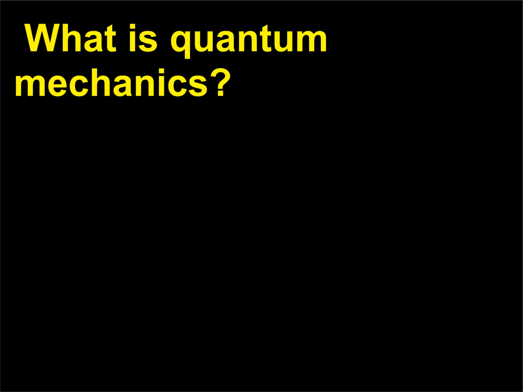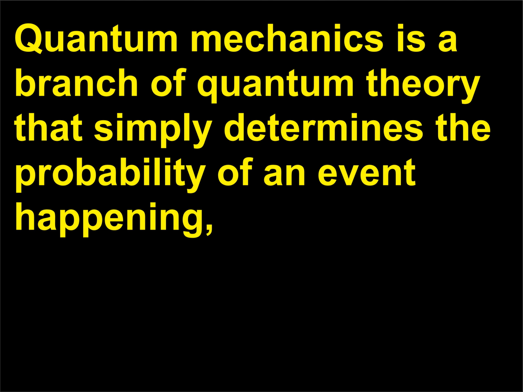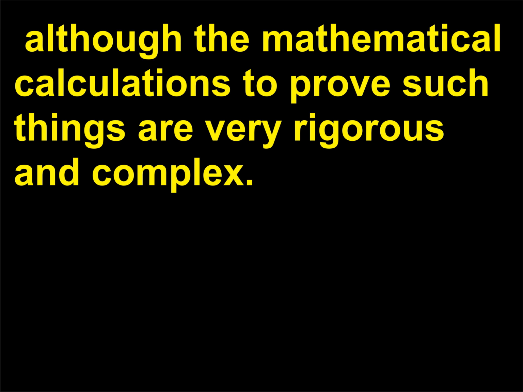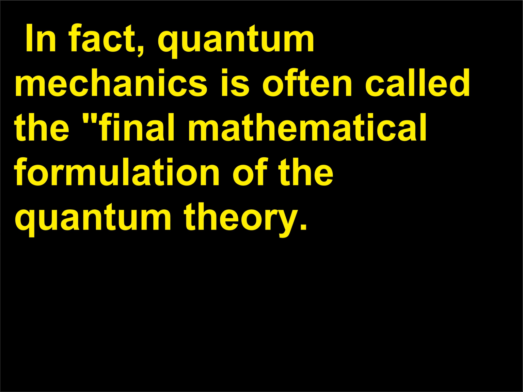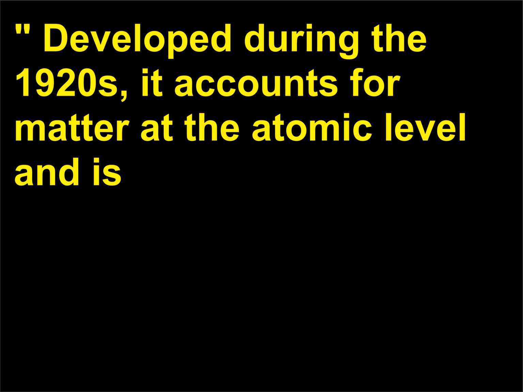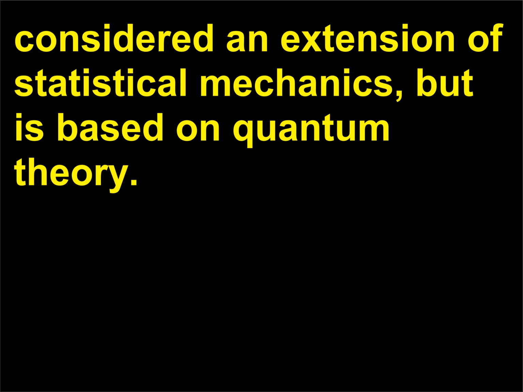What is quantum mechanics? Quantum mechanics is a branch of quantum theory that simply determines the probability of an event happening, although the mathematical calculations to prove such things are very rigorous and complex. In fact, quantum mechanics is often called the final mathematical formulation of the quantum theory. Developed during the 1920s, it accounts for matter at the atomic level and is considered an extension of statistical mechanics, but is based on quantum theory.